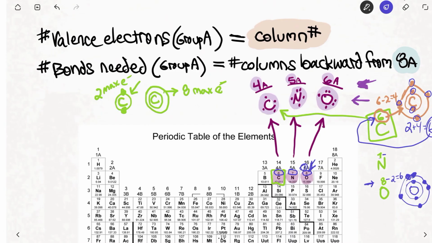Same with nitrogen. Nitrogen's first closest shell can only hold 2 at a time, so that next valence shell is going to have 5, and look, it's in column 5.